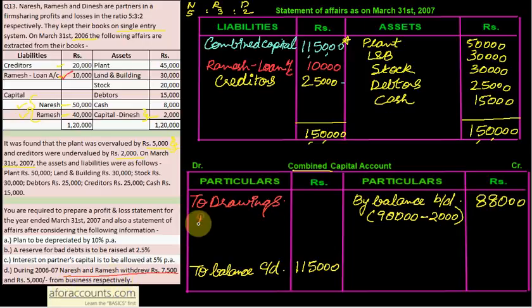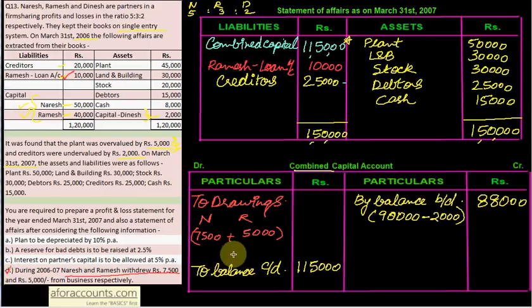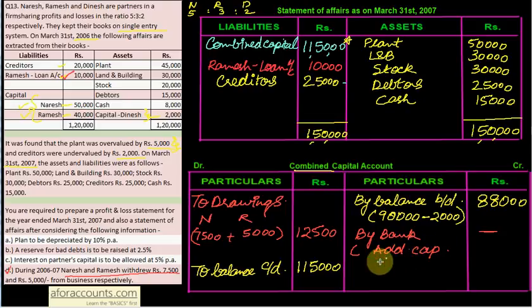So, the drawings of Naresh and Ramesh are 7,500 and 5,000 respectively. Add them and we get the drawing. Tick mark this that we have done this adjustment and this is 12,500. We don't find any additional capital. So by bank any additional capital is nil here. You may not write it. For your understanding, I count 5 items which I am putting in the combined capital account. Opening capital, closing capital, drawings, then additional capital is nil here and the balancing figure what you will get will be your net profit before adjustment.